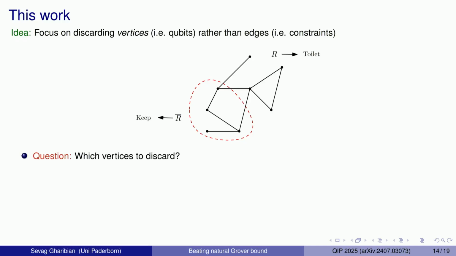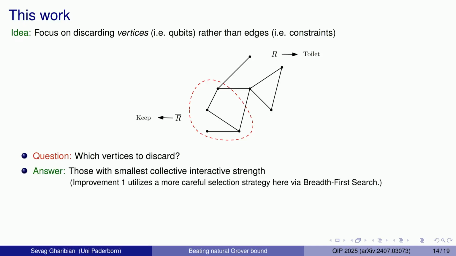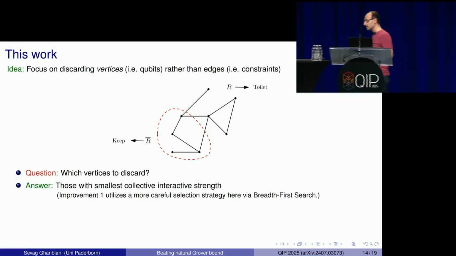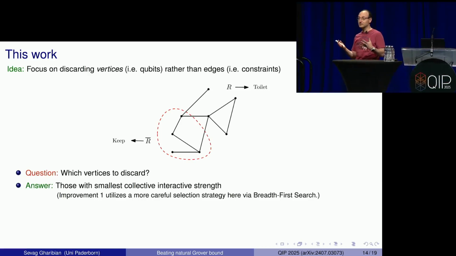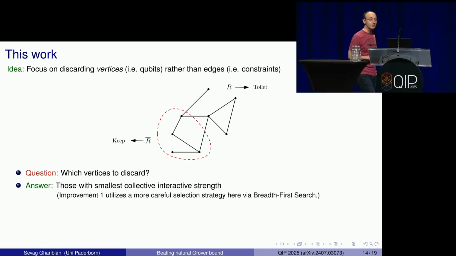And now the obvious question, right? Which vertices do I discard? So the answer is the most naive one, actually, right? Obviously, we want to discard those vertices that have the minimum overall strength acting on them, because when I throw out those interactions, I'm going to minimally damage my Hamiltonian. At least this is what you would expect, okay?